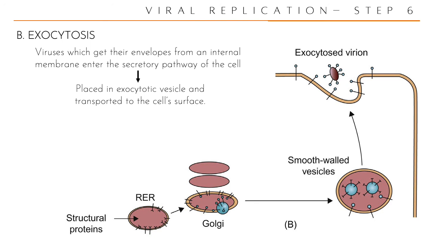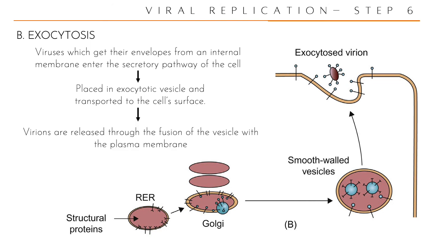And they get transported to the cell surface, where they are released when the vesicle membrane holding them fuses with the cell membrane outside, thus releasing them into the world. All right. So that is the process of replication. Now they're out and about to infect other cells.